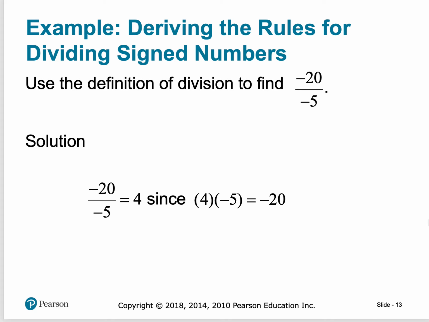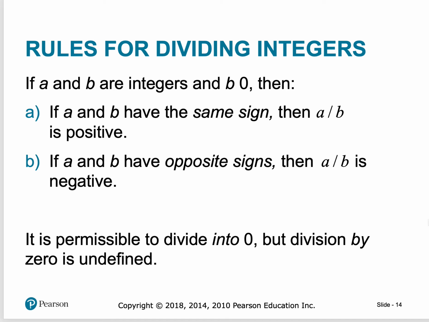So in division, if I have the same sign, the answer is going to be positive. So that's why negative 20 divided by negative 5 is going to be positive 4 because they have the same sign. So if I'm looking to write these into rules, then this is how I would utilize them using exactly what I just told you. But it is important to announce that you can't divide by 0. So when we have divided by 0, it's undefined.